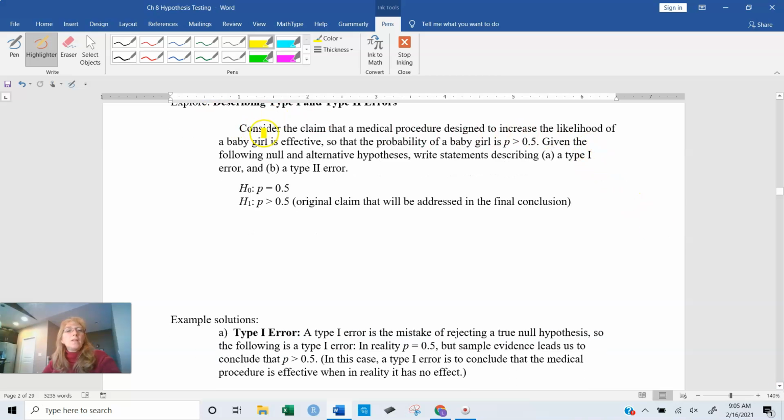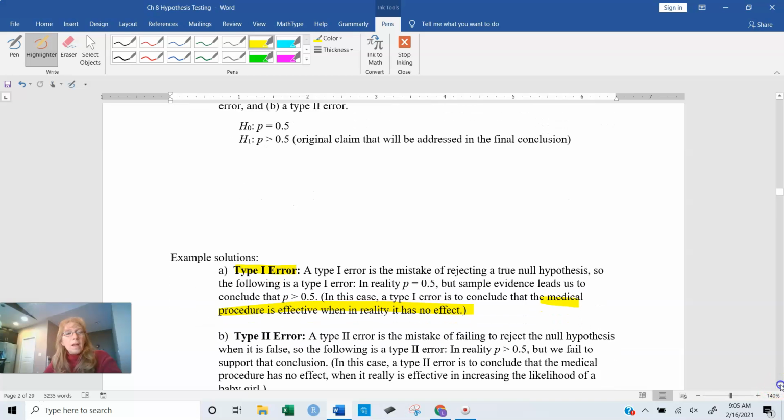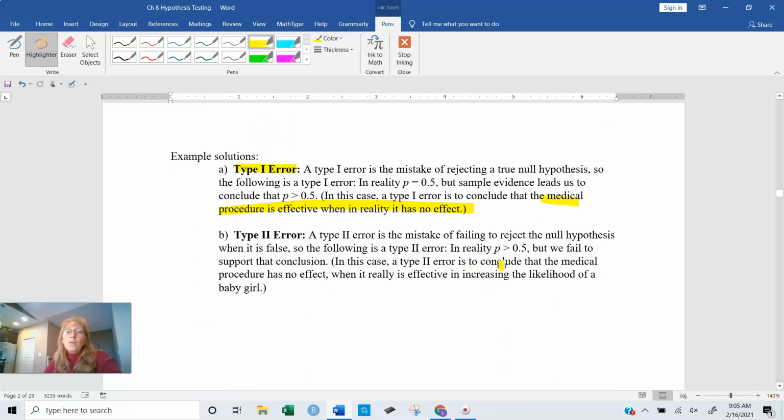All right, consider this and see if you can figure this out. Write down what you think it is. Pause and give it a shot. All right, if you looked down below, I actually wrote the answers. Type 1 error is mistakenly rejecting the true null. So in this case, type 1 is to conclude that the medical procedure is effective when in reality it had no effect. Type 2 error is to conclude that the medical procedure has no effect when in reality it actually did affect it. Those are your type 1 and type 2 errors.